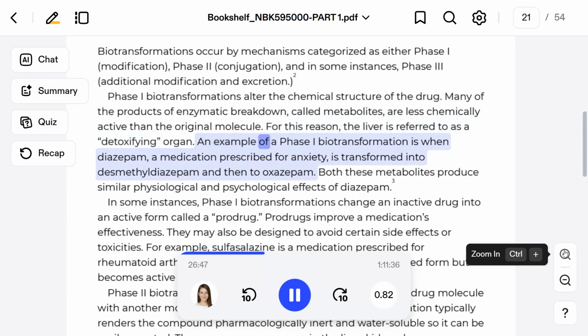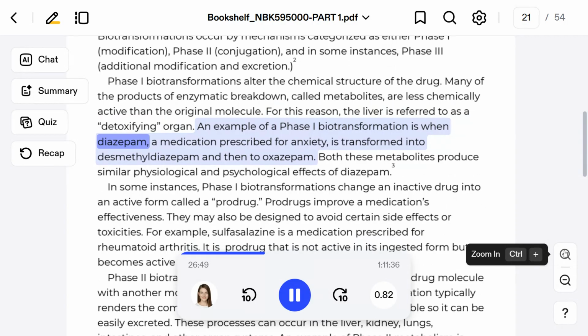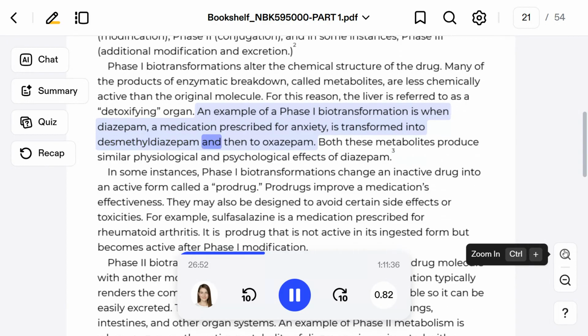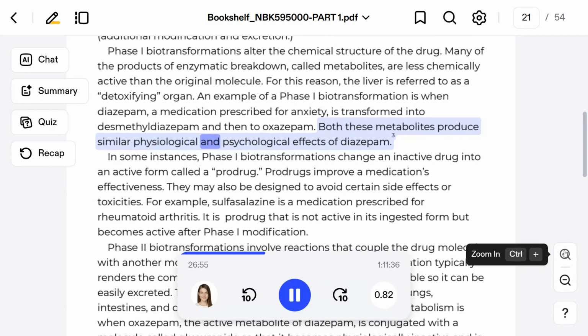An example of a phase 1 biotransformation is when diazepam, a medication prescribed for anxiety, is transformed into desmethyldiazepam and then to oxazepam. Both these metabolites produce similar physiological and psychological effects of diazepam.